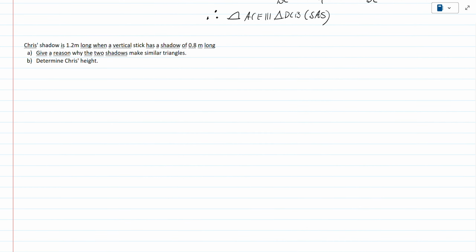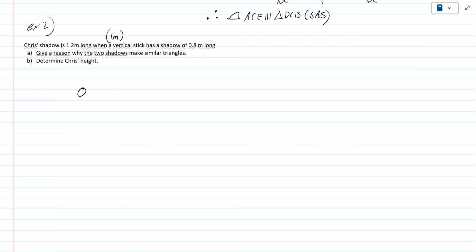Example 2 here is a little different worded question. Chris's shadow is 1.2 meters long when a 1 meter vertical stick has a shadow of 0.8 meters long. Give a reason why the two shadows make similar triangles and determine Chris's height. So let's draw a diagram to represent this.